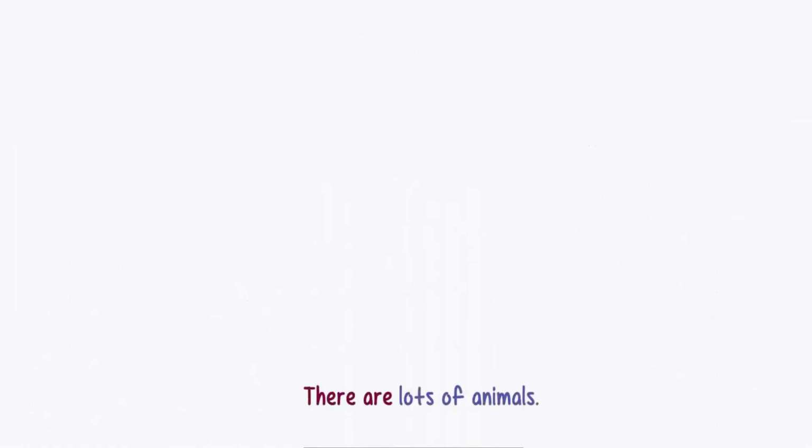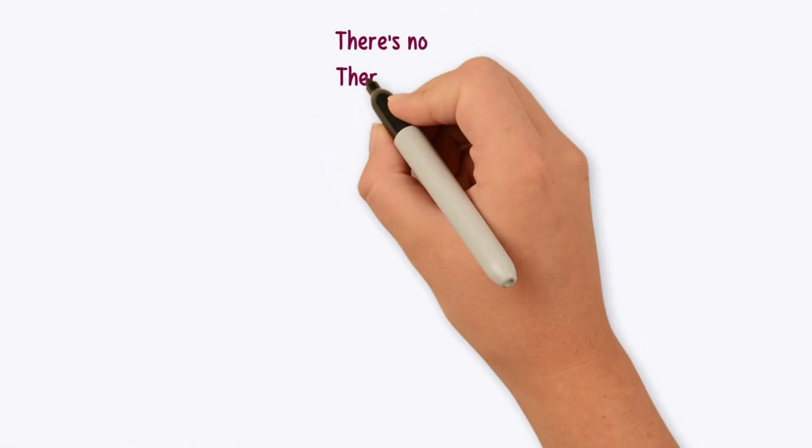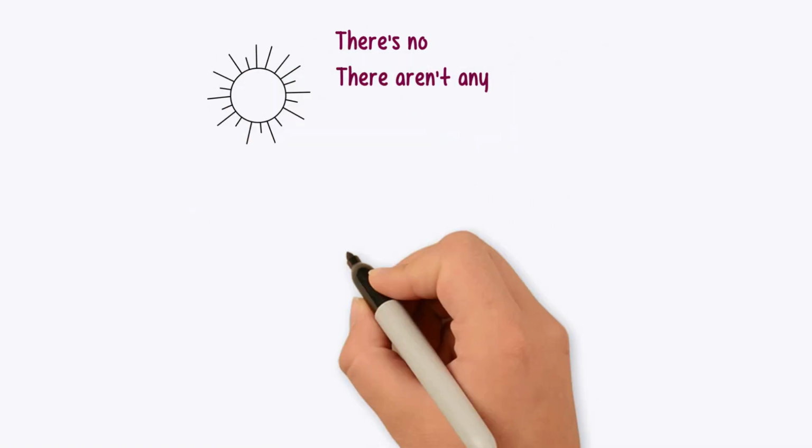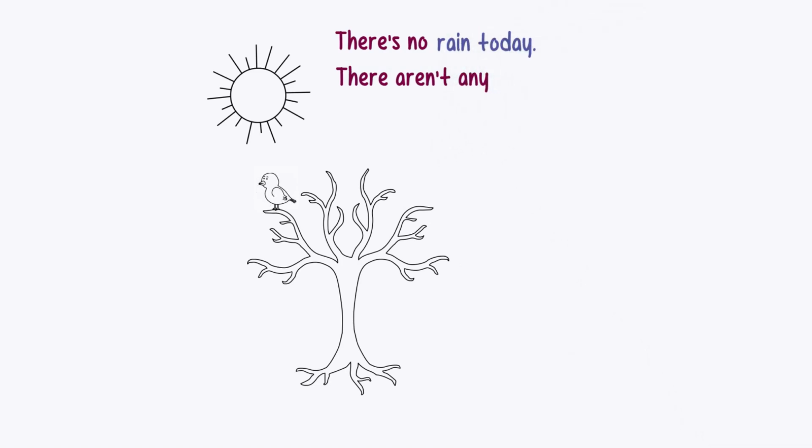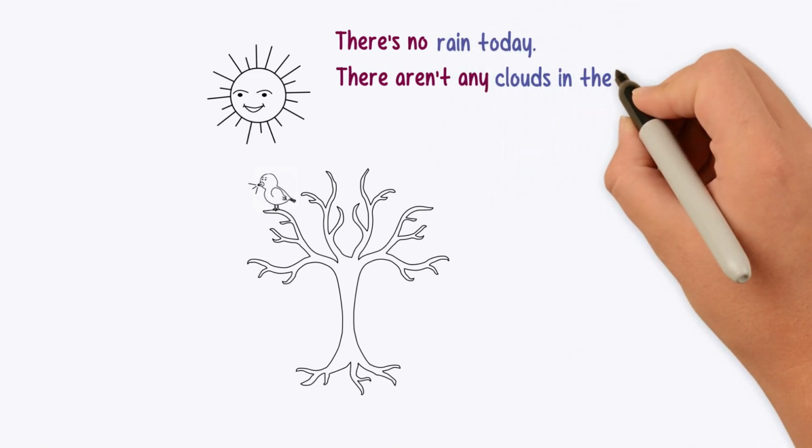We use there's no and there aren't any to make negatives. There's no rain today. There aren't any clouds in the sky.